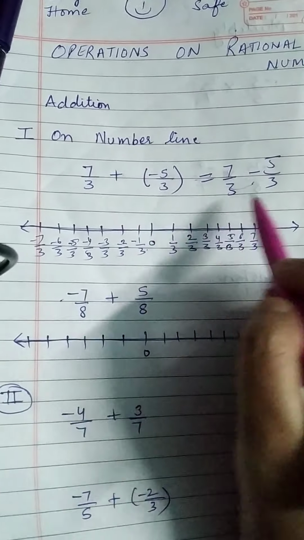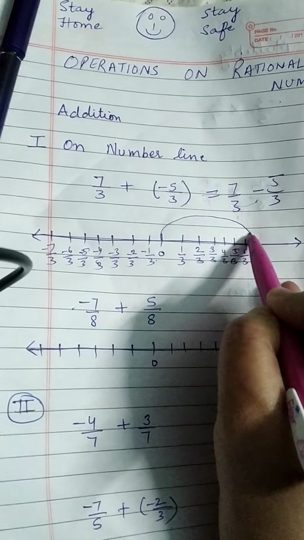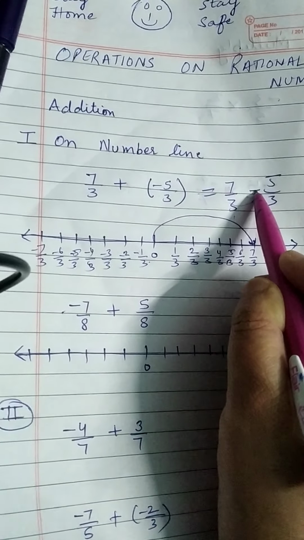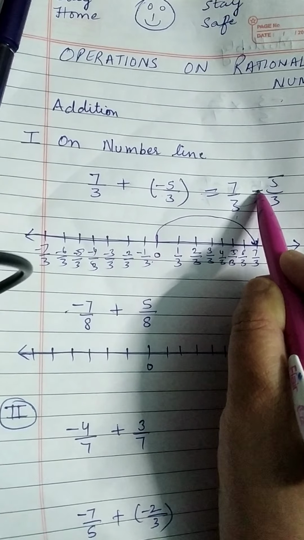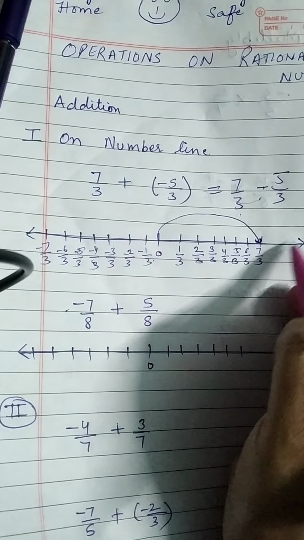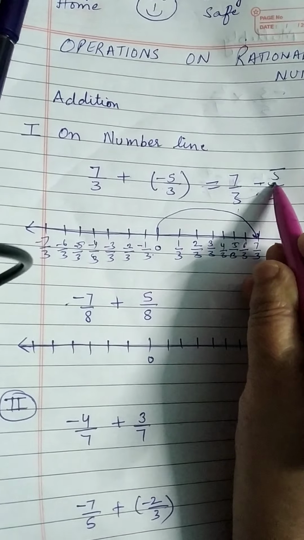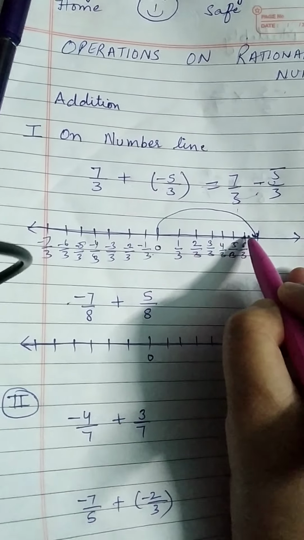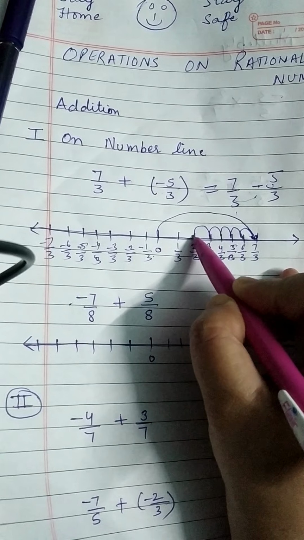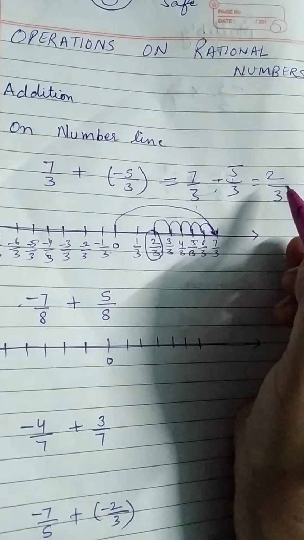Now, if we talk about 7 by 3, from 0 we will move to 7 by 3. And it is written here minus 5 by 3. So if it is negative, if it is minus, we will move to the left side. If it is plus, we will move to the right side. So now from here you will move 5 steps back. So it will be 1, 2, 3, 4, 5. Where we reached 2 by 3. So the answer will be 2 by 3.